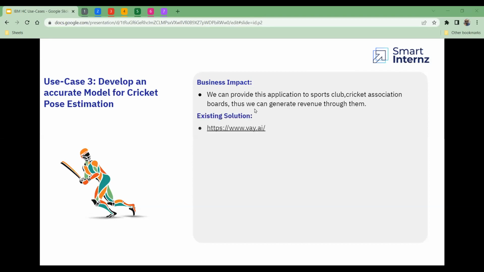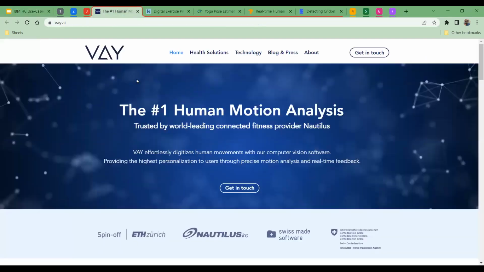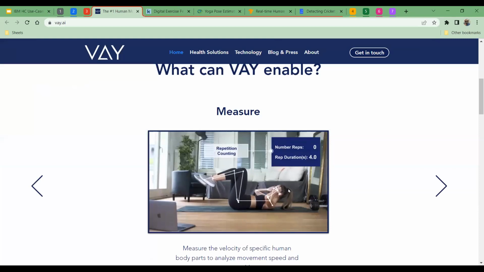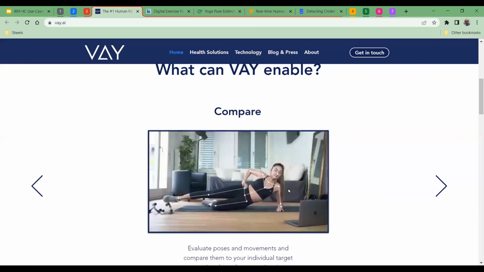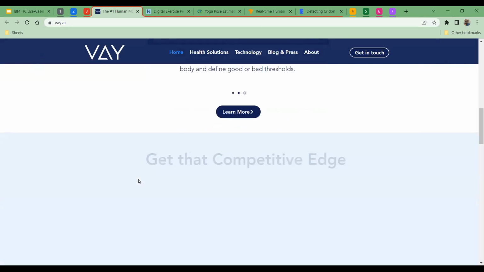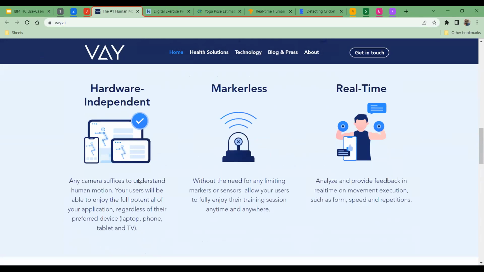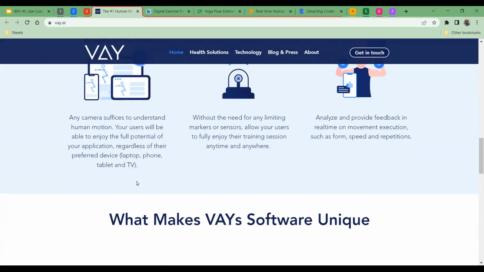Let's see some existing solutions that have already implemented pose estimation. The first one is Vay.ai, a human motion analysis company. Pose analysis is heavily used nowadays in exercises and yoga pose detection. This company provides a service that can detect whether you are doing the exercise correctly or not, how many reps and how many sets you have done. They use computer vision to detect the pose.